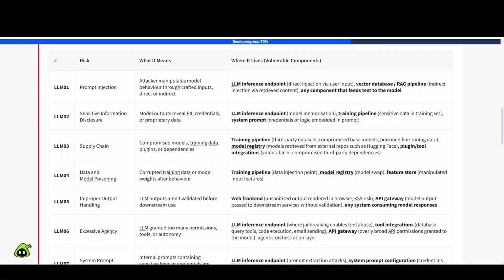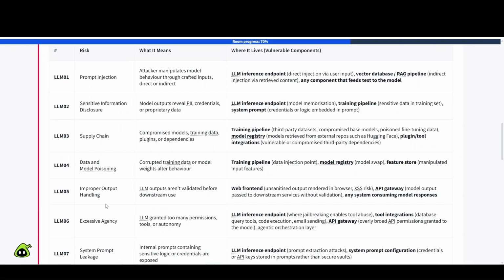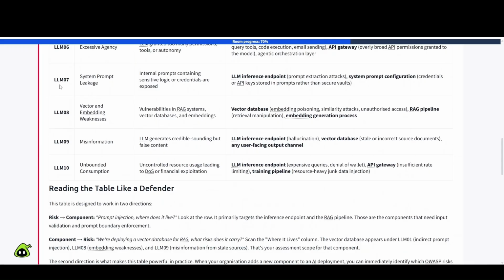LLM 06, excessive agency: the LLM is granted too many permissions, tools, or autonomy. At the LLM inference endpoint, jailbreaking enables tool abuse. Tool integrations include database query tools, code execution, and email sending. API gateway: overly broad API permissions granted to the model, and the agentic orchestration layer. LLM 07, system prompt leakage: internal prompts containing sensitive logic or credentials are exposed. At the LLM inference endpoint, prompt extraction attacks. System prompt configuration: credentials or API keys stored in prompts rather than secure vaults.